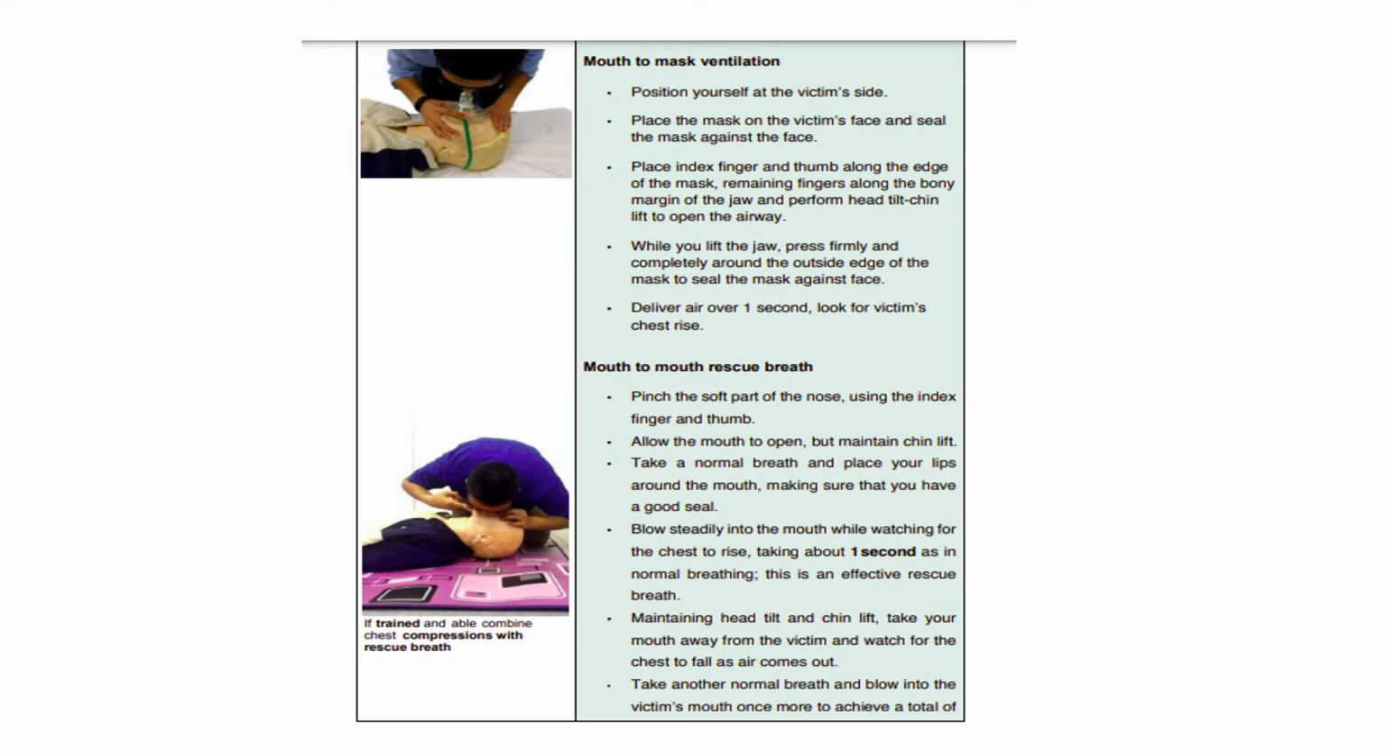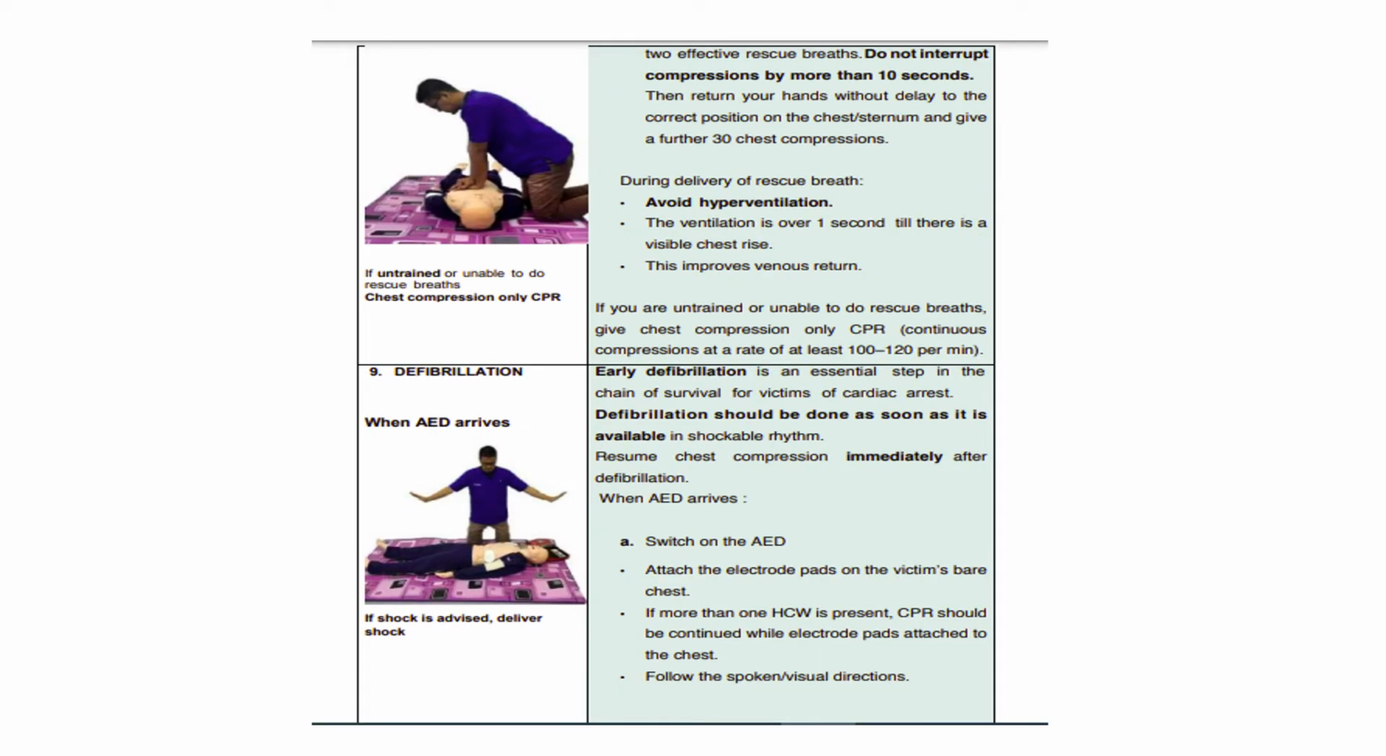Maintaining the head tilt and the chin lift, take your mouth away from the victim and watch for the chest to fall as air comes out. Take another normal breath and blow into the victim's mouth once more to achieve a total of 2 effective rescue breaths. Do not interrupt compression by more than 10 seconds. Then return your hands without delay to the correct position on the chest, sternum, and give a further 30 chest compressions.